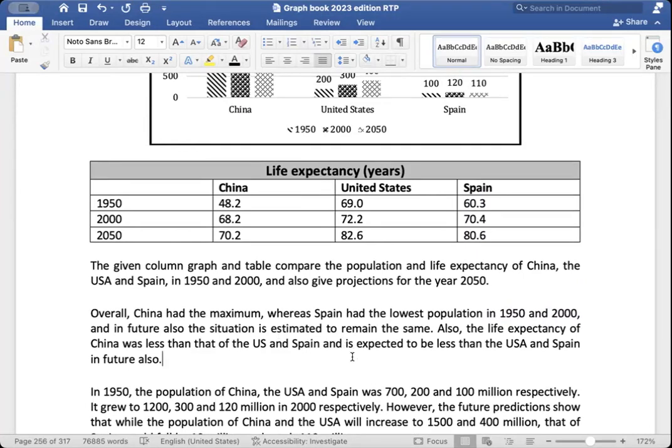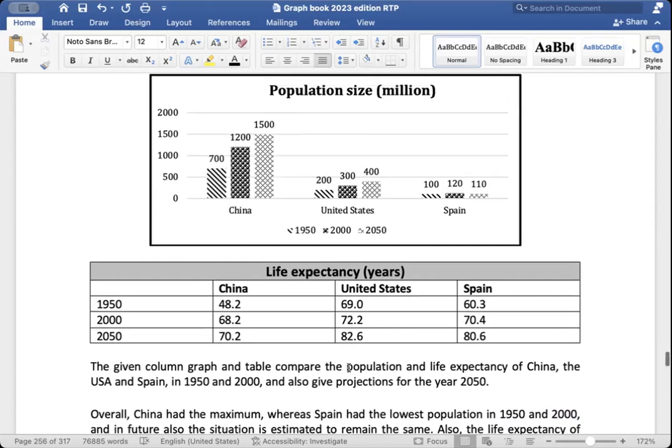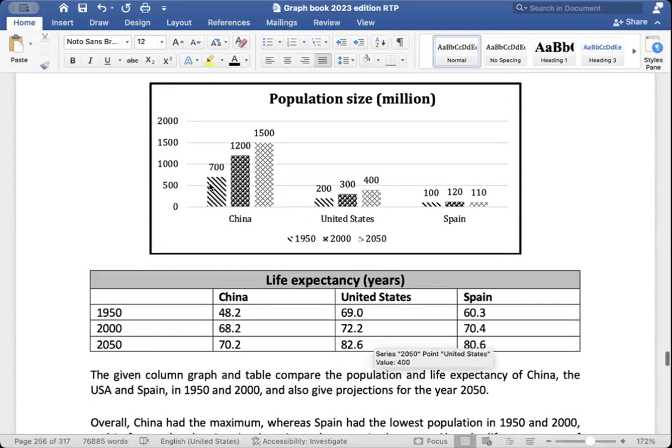Ma'am, future. Yes. See, in future also, here you can see population was maximum in China and it's expected to be maximum in future also. The same trend is expected to be there in the future also. Here, life expectancy of China is less than these two, US and Spain, 48, 69, 63. Isn't it less than these two in 1950? Here also it is less than these two, right? And here also it is less than these two.